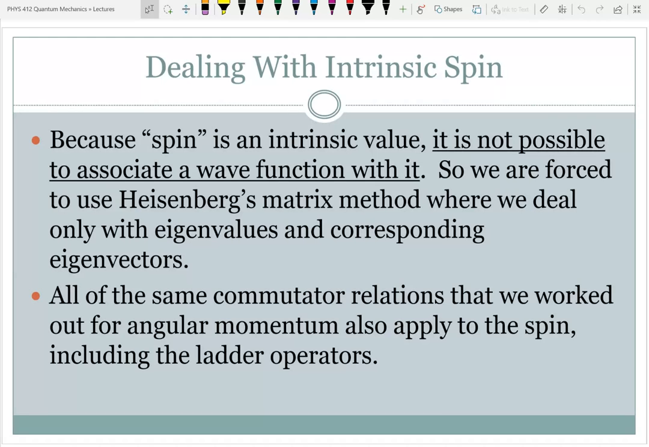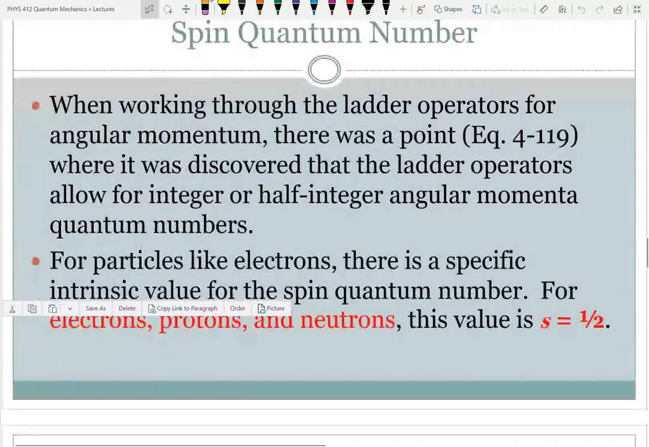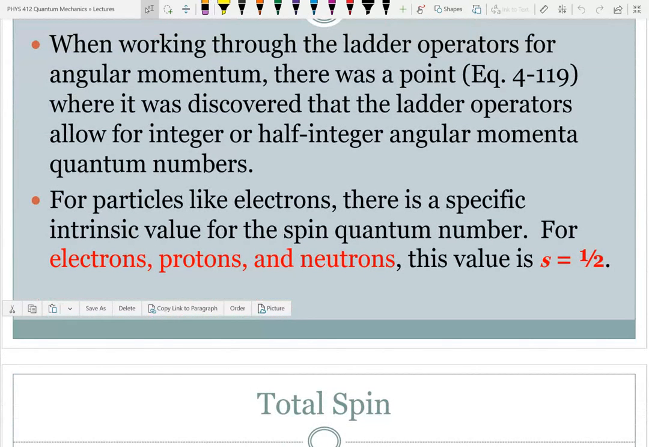We're still going to pretend that there's angular momentum involved because all of our angular momentum rules are going to apply, because in those angular momentum rules, we're really talking about our magnetic moment relationships. So all of our commutators are still going to apply. That means we have the ladder operators, the whole nine yards.